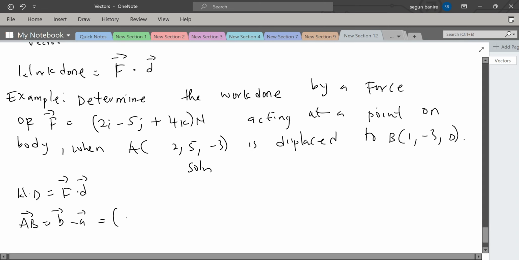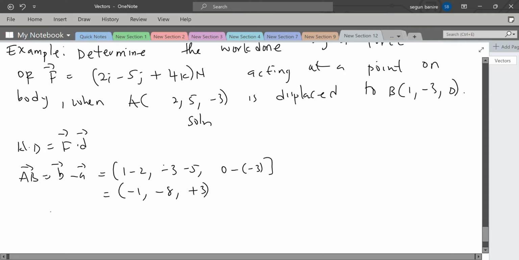Okay, so b minus a is what? So we get 1 minus 2, minus 3 minus 5, 0 minus 3. So that would be -1, minus 8, then 3. So that is AB. So work done is, so this is our D. We can call it D in that formula. Where did I get 2 from? That is your force. Your force is 2, minus 5, 4.